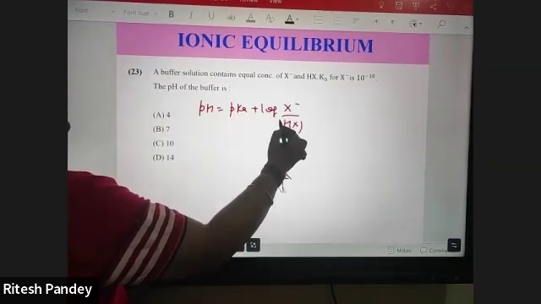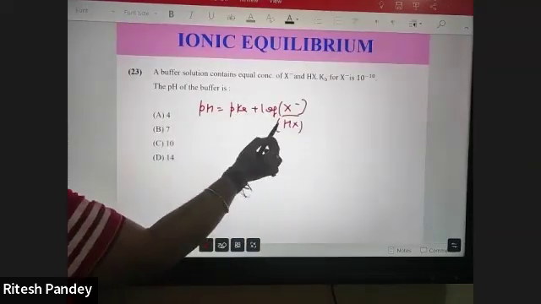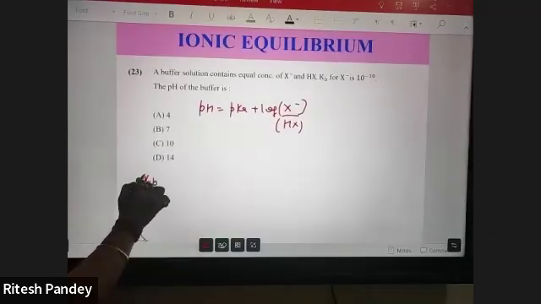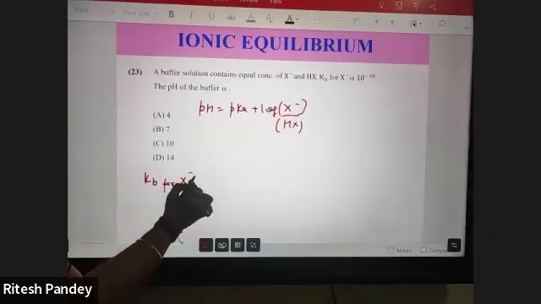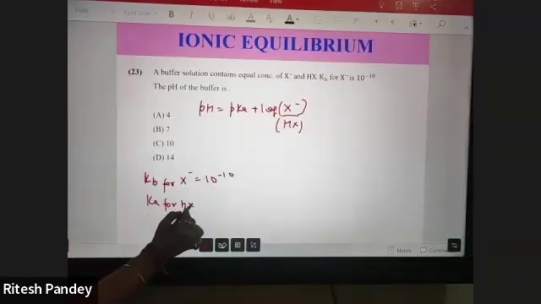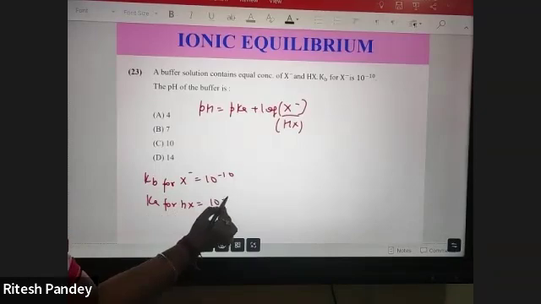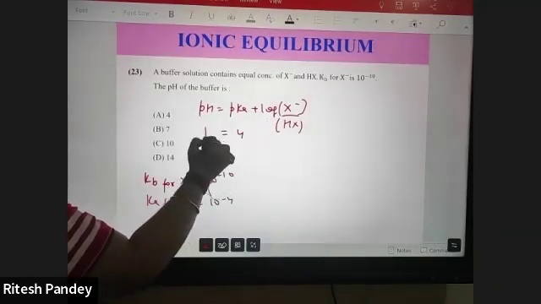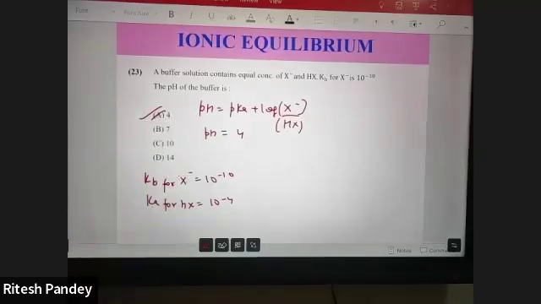Yeah. Now, the only thing you want to be conscious of is that they have given you the Kb there. So if the Kb for X minus is 10 to the power minus 10, you'll want to believe the Ka for HX is going to be 10 to the power minus 4. So pK is 4 here, pK is 4 here, the two are equal. So pH is equal to 4 and A is the right answer. We move on. I hope you're happy with this.